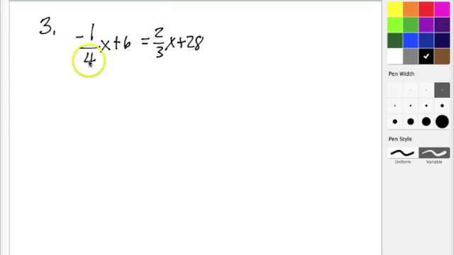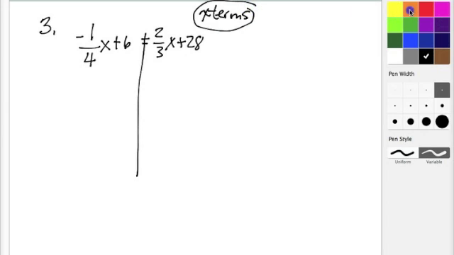So number 3 is not pretty, but we can handle it. It's the same idea. I see we've got a fraction here and a fraction over here, but there's nothing we can do to simplify either side, which is cool. I like to draw my line straight down the center so I can keep track of what's going on. I'm going to put my x terms on this side. This is a negative 1/4 x. This is a positive 2/3 x. So that tells me that more x's are over here. I don't have to do this, but it keeps things straight for me, and it makes sure that my x is always a positive value.